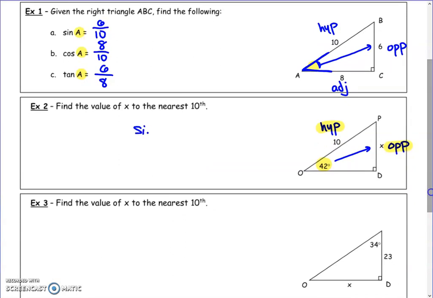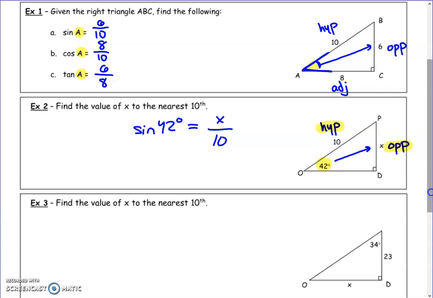Sine, we write down S-I-N, of the angle, which in this case is 42 degrees, equals the opposite side, which is x, divided by the hypotenuse, which is 10. Now it's a simple one-step solution, and then we use the calculator.